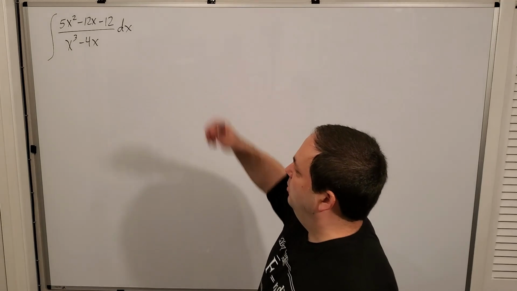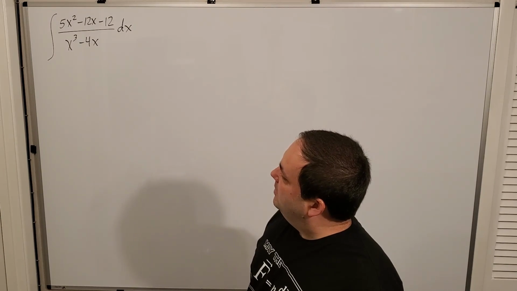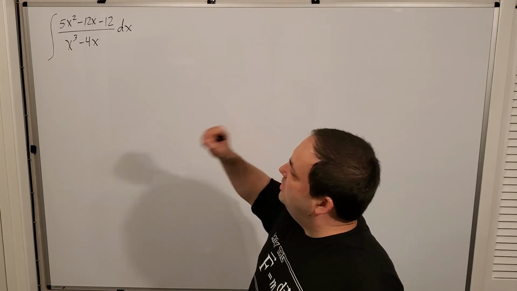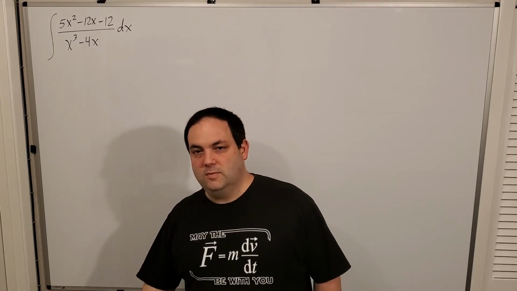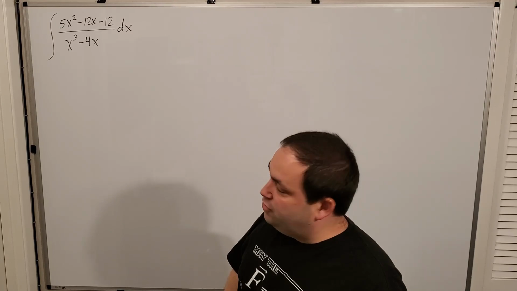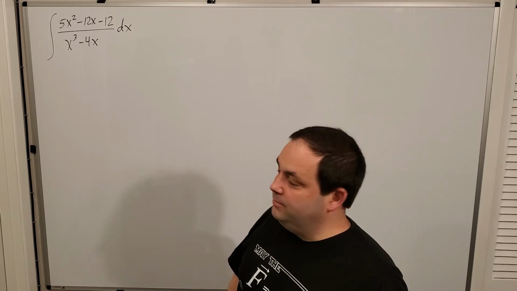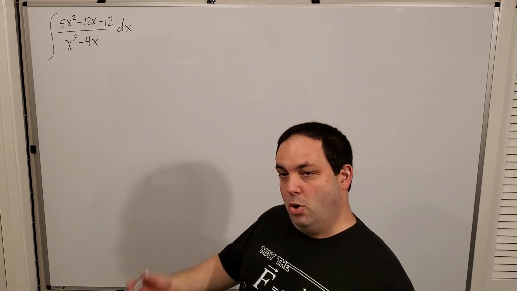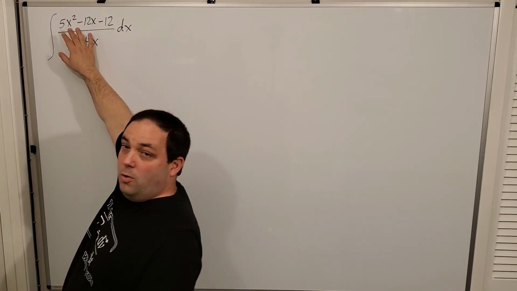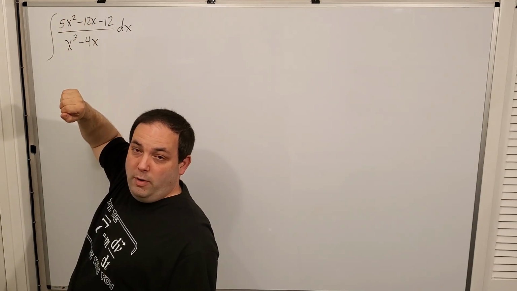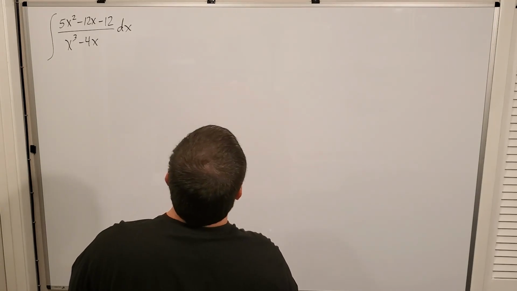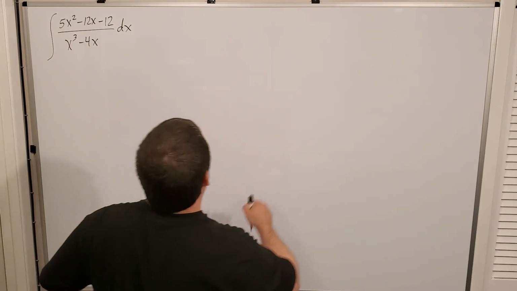Okay, so I've got this integral here, 5x squared minus 12x minus 12 over x cubed minus 4x. Obviously this one is too difficult to do all by itself. I choose to do partial fractions because I notice that the denominator already has a greater degree than the numerator, so I can go ahead and just start breaking it into other fractions. So that's what I'm going to do here.